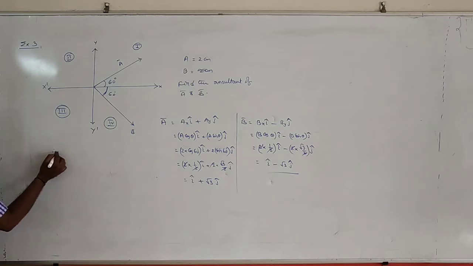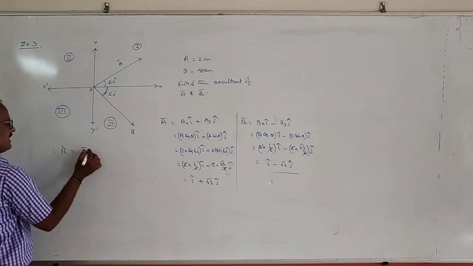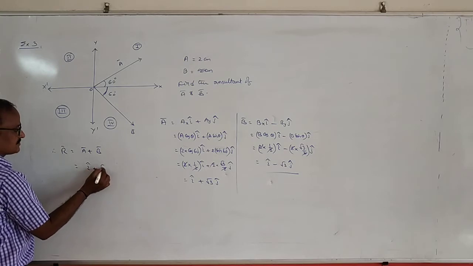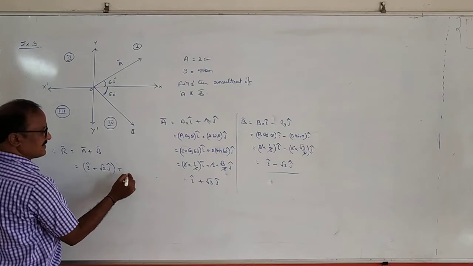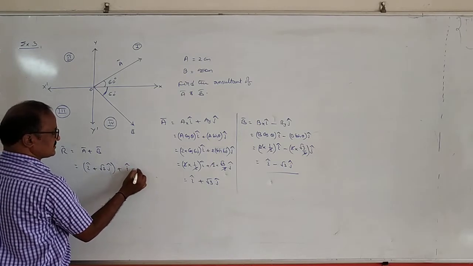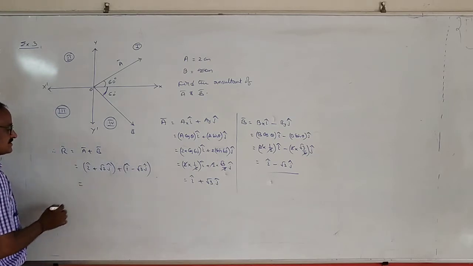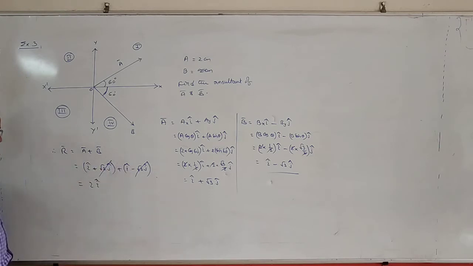Now, the resultant of these two vectors can be written as R bar is equal to a bar plus b bar. What is a bar? i cap plus root 3 j cap, plus b bar is equal to i cap minus root 3 j cap. Okay, that is, minus root 3 j cap and plus root 3 j cap cancel. i cap plus i cap is equal to 2 i cap. Okay now, this is the resultant vector of both the vectors.